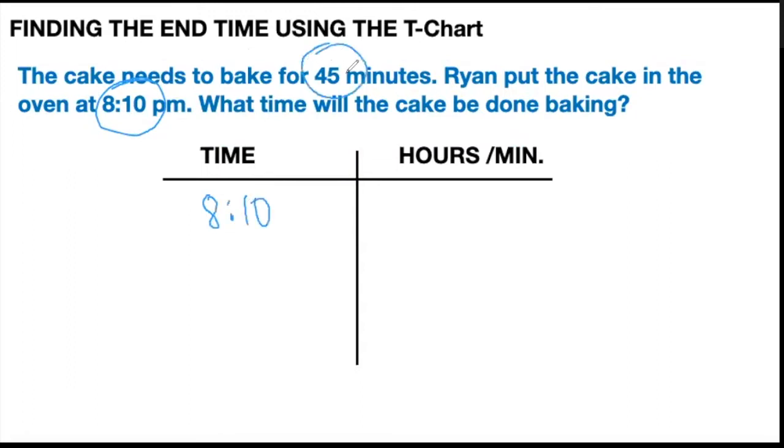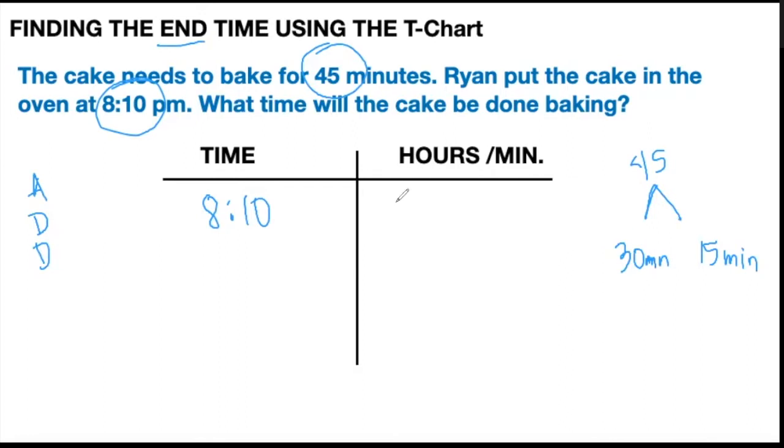And the duration is only 45 minutes. So take note, this time we will be adding, doing it forward, because we're trying to find the end time. So 45 minutes can be written as 30 minutes and 15 minutes. It's easier to add or subtract 30 minutes then 15 minutes than doing it right away as 45 minutes.